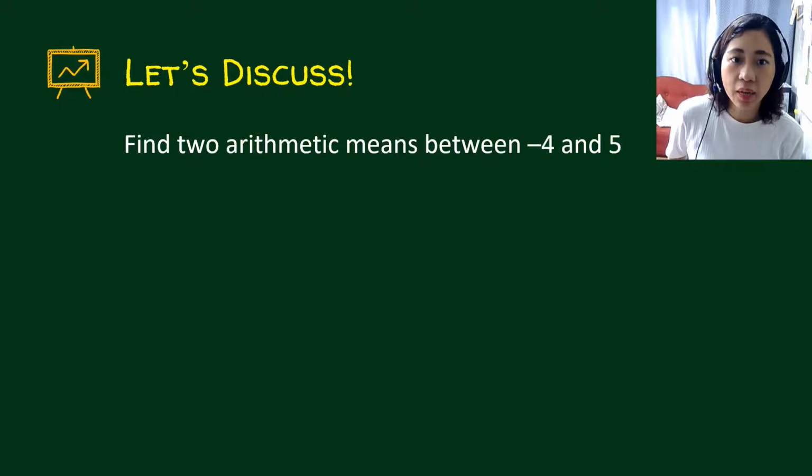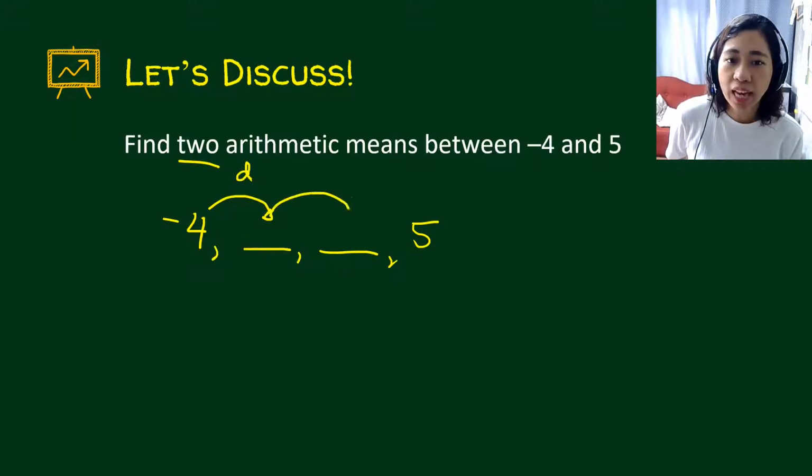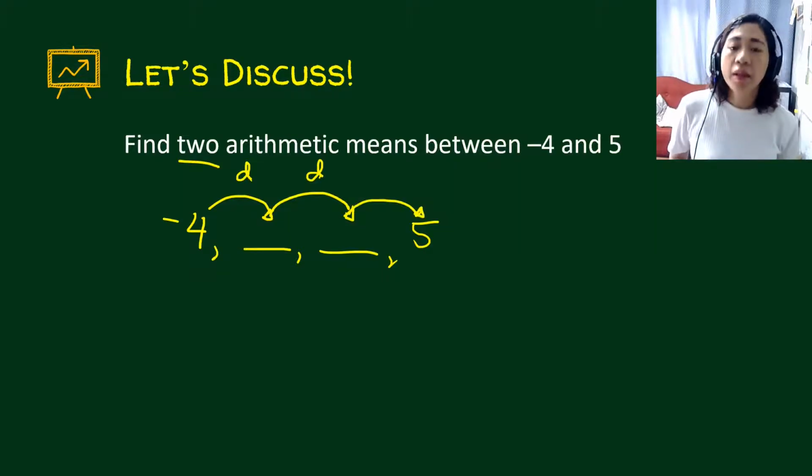Okay, next, we want to find two arithmetic means between -4 and 5. So again, now this time around, we want to find 2. So we have -4, mag-insert tayo ng 2. So remember class, na ang kailangan natin dito is, pag meron tayong mga hinahanap na arithmetic means, we always have to find yung D natin. Ano yung kailangan nating i-add? Tama?